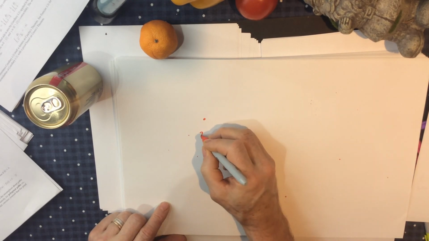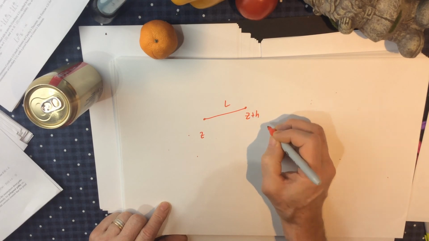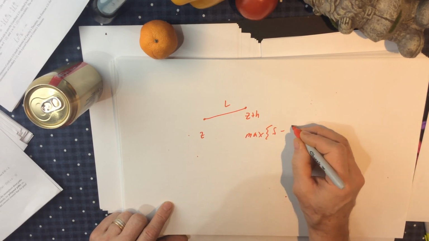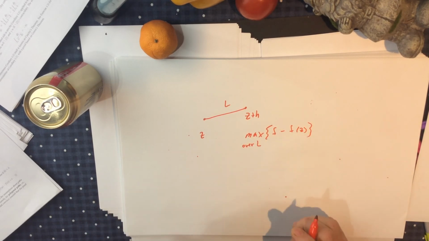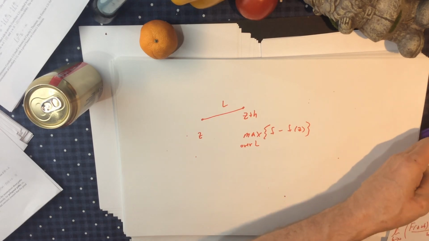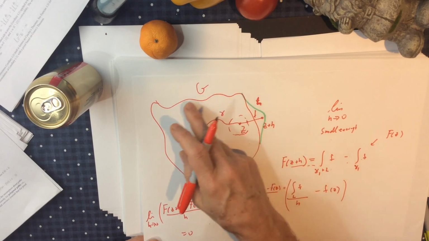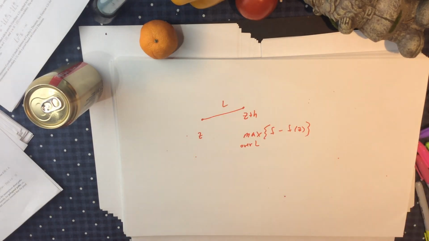So we have z, we have the straight line L, we have z plus h, and now we want to know the max of a function minus a constant over this value L. But now we're going to go all the way back where we said one thing special about our function before we began. We said that we're going to do this, but we required, whoops, didn't go back far enough.